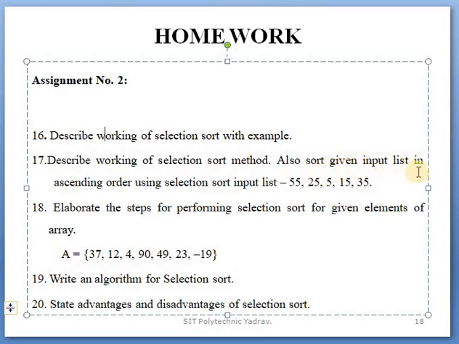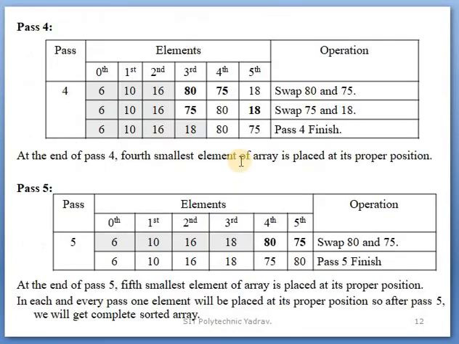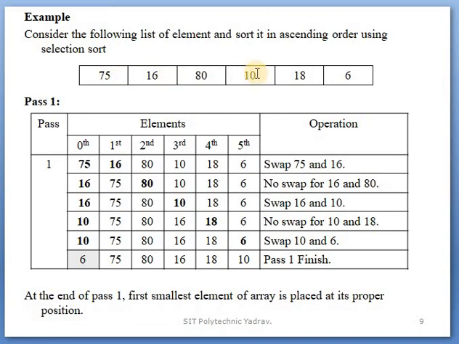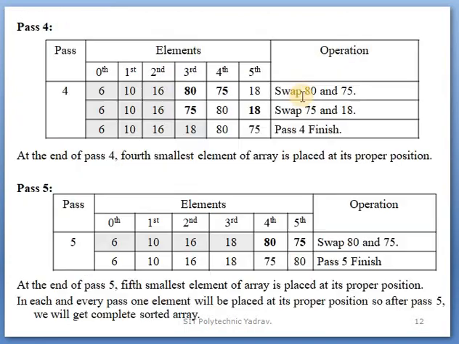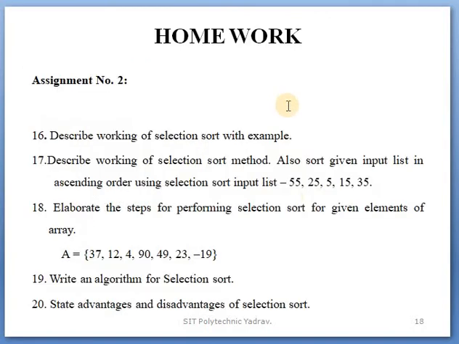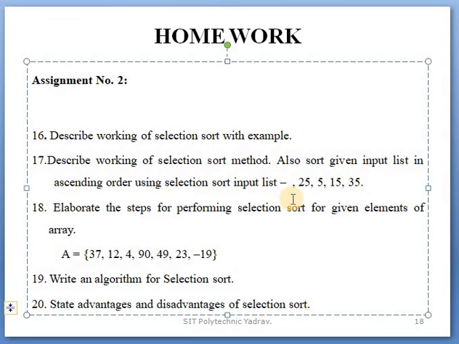Also, sort the given input list in ascending order using selection sort. Numbers are given in the question as an example, for example 55, sorry, not minus 55, 55, 25, 5, 59, 35. Okay, after that, the next question.